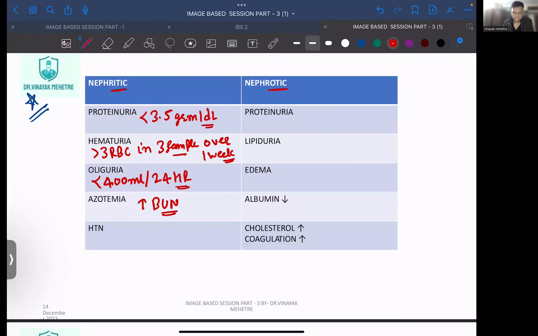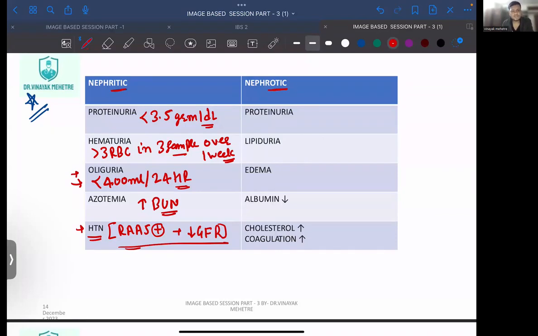How is it going to decrease the urine output in nephritic syndrome? Anyone? Remember, why is hypertension occurring in this patient? RAS system, right? Renin angiotensin system is going to get activated. That's why there is decrease in glomerular filtration rate. That's why we are going to have hypertension as well as oliguria. This is the nephritic syndrome.